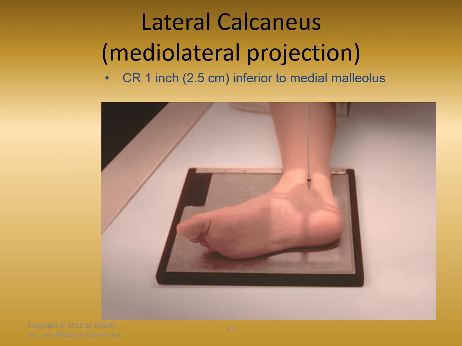Okay. All right, so for the lateral calcaneus, our central ray is going to be just inferior to the medial malleolus. So again, it's a medial lateral projection. And notice the collimation is right around that calcaneus.